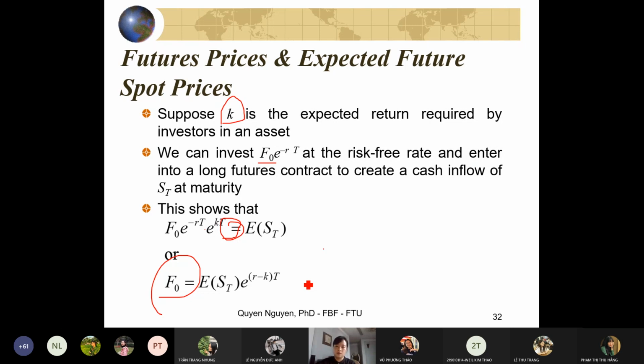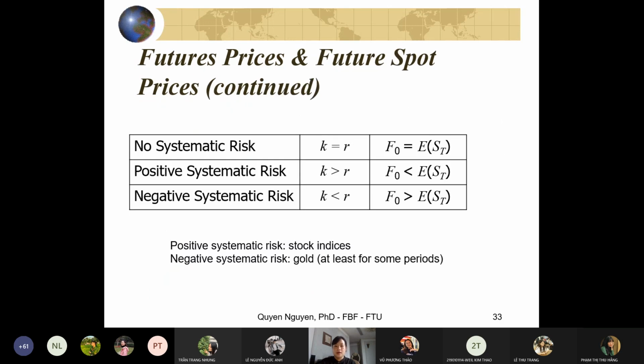This is similar to what we have discussed in the previous formula. When we have the income generated by an asset, we also take R minus Q, remember, then we multiply with T. Okay, so in the case that we do not have any systematic risk, right, no systematic risk, then we could understand that K would be equal to R, okay? And then we would have F0 equal to the expected price of ST.